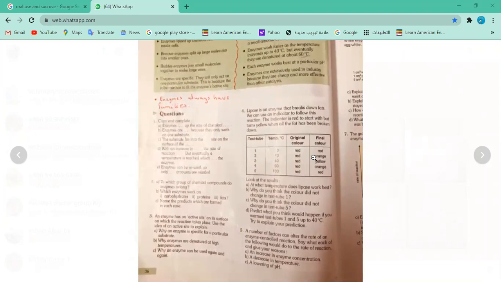So the point is that whenever you are asked such a question in the exam, don't jump to the answer. Read the whole information. The way Muhammad read the whole scenario, that lipase is an enzyme that breaks down fats, so we can use this indicator to follow this reaction.